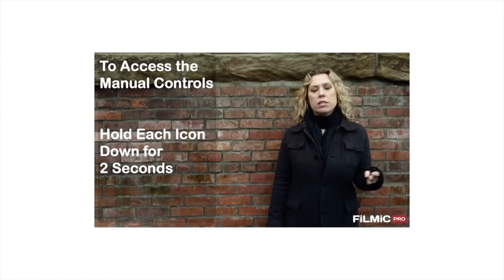I will say, this tutorial is for beginners. If you are an advanced user, you can manually expose, you can manually focus, and you can manually white balance. You do that by clicking those 3 buttons along the lower left-hand side and holding them down for 2 seconds. And that will bring you into the manual controls. If that happens and you're a beginner, then you've held the button down too long. We'll get into another tutorial on how to manually expose, how to manually white balance, and how to manually focus, but this isn't the one.